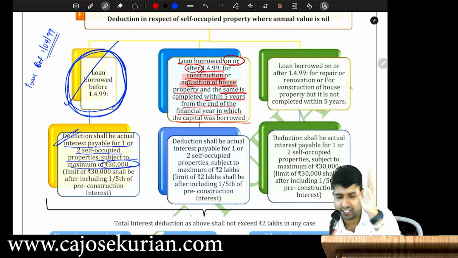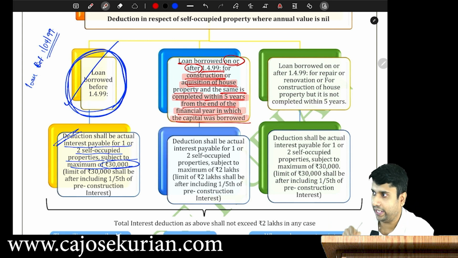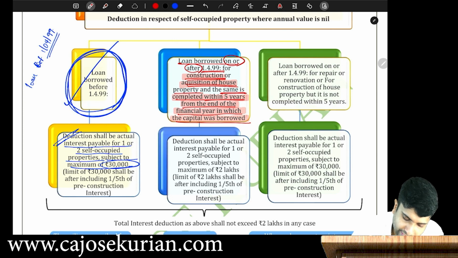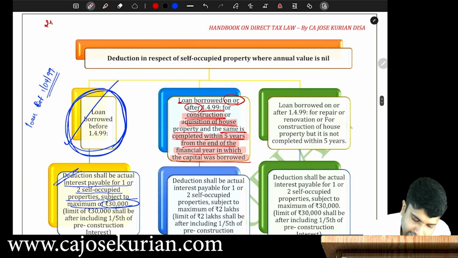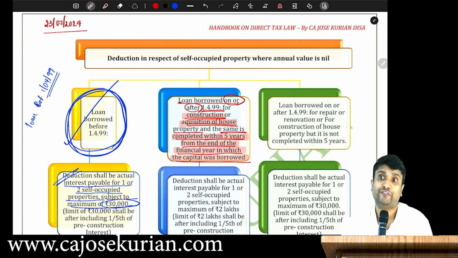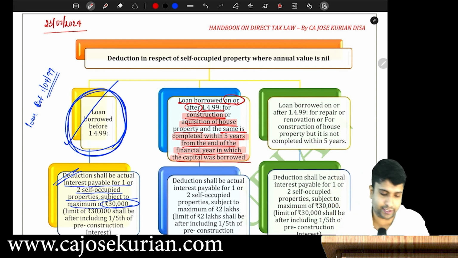And one condition is there. If you are constructing the property, then it should be completed within 5 years from the end of the financial year in which the capital was borrowed. Imagine I took a loan today. What is today's date? 23/7/2024. You tell me which is the financial year in which I took the loan. This date comes in between which financial year?